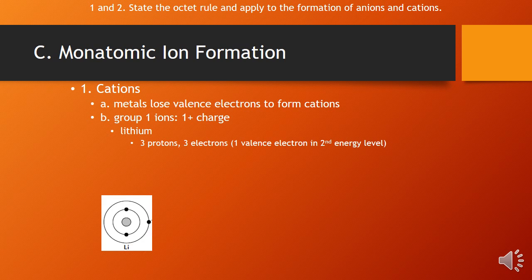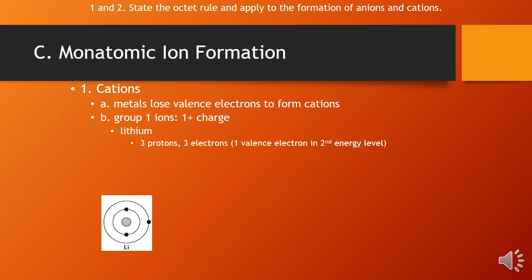Here's a diagram of a lithium atom. We have the nucleus here in the middle shaded in gray, so there'd be 3 protons there. And notice we have 2 energy levels, and these black dots represent electrons. Notice there are 2 electrons in the first energy level, and there's 1 electron in the second energy level.